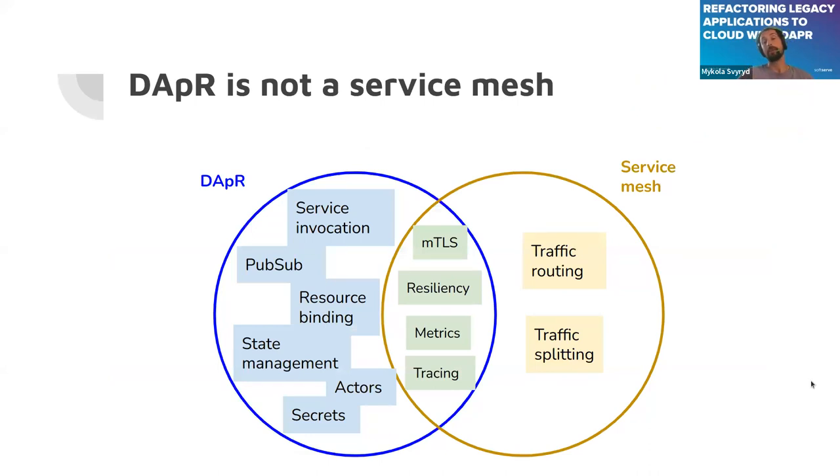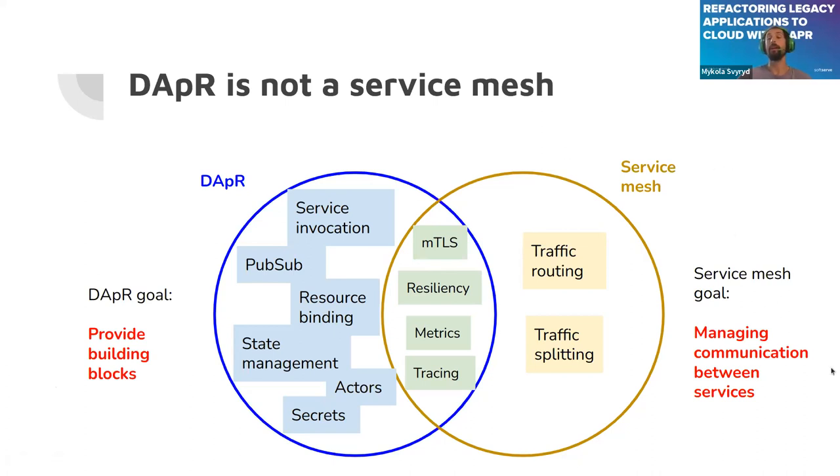So Dapr is not a service mesh. While Dapr provides the same features like mutual TLS, resiliency, metrics, tracing, Dapr mostly concentrates on providing the building blocks to connect the services, like service invocation component, publish subscribe, we'll talk about them soon. But the goal of Dapr is actually to provide building blocks, while the goal of the service mesh is managing communication between services. So one more time, Dapr manages the communication between the services. It's done for you, so you shouldn't care about that. But the main goal of Dapr is actually to provide building blocks to communicate the services.